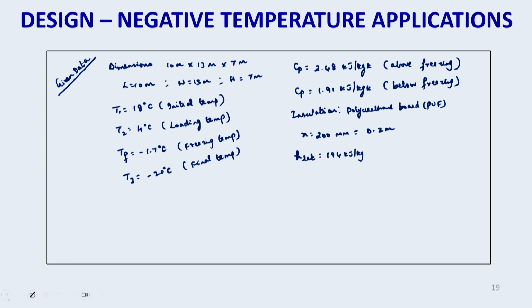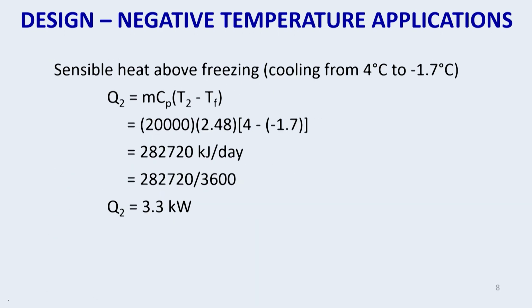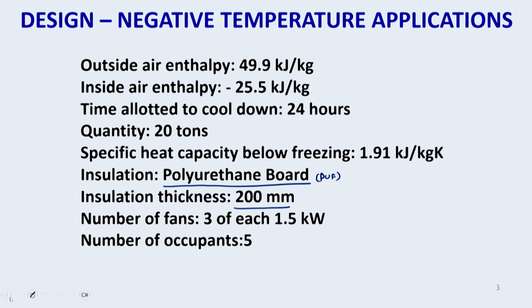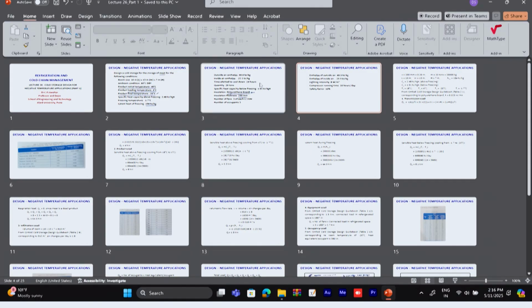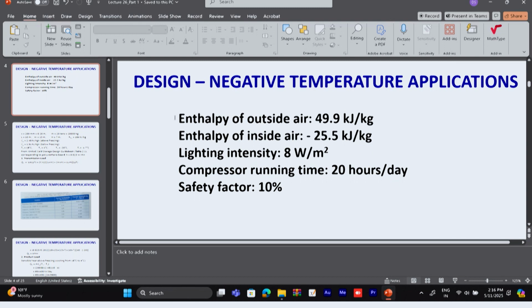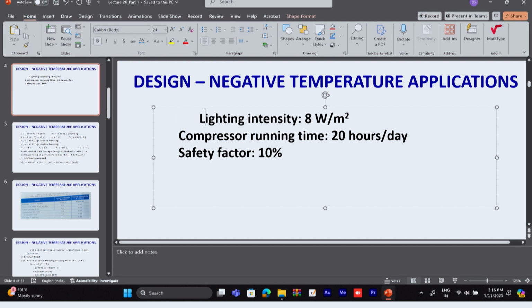There is one typographical error. I think two data are repeated. Outside air enthalpy is given directly, and inside air enthalpy is also given. So here it is repeated, so let me delete the repetition. These two are fine because they are already there. So let me save it.